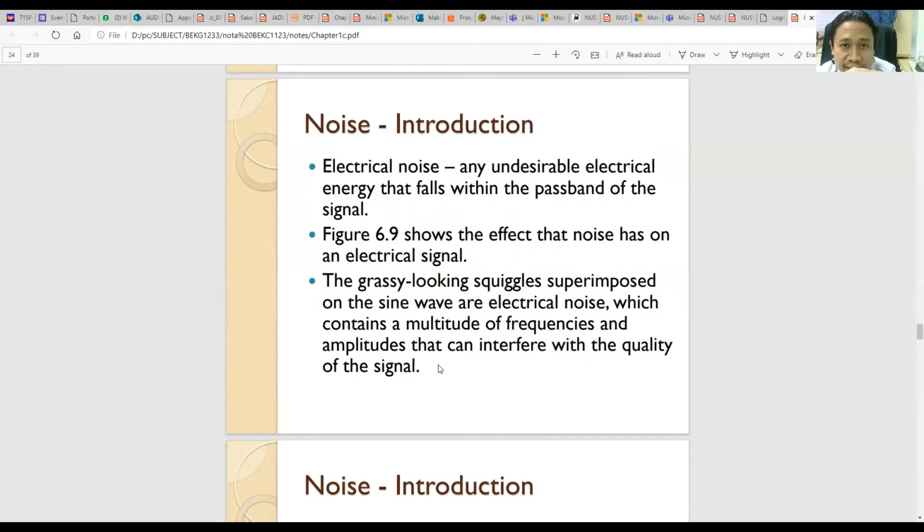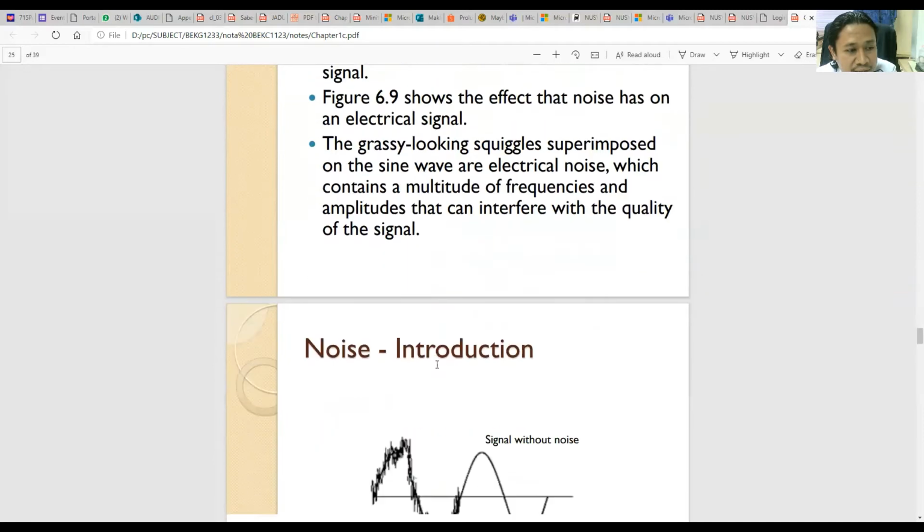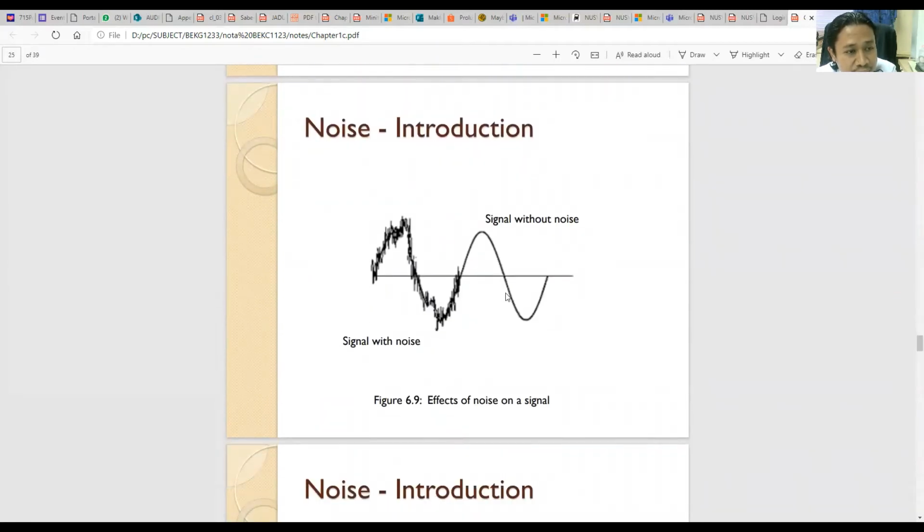For example, if you have DC, direct current, normally we have a straight line, but if you measure using the digital oscilloscope, actually we have noise on our output. This one we call the electrical noise. The grassy-looking squiggles are superimposed on the sine wave. Electrical noise contains multitudes of frequency and amplitude that can interfere with the quality of the signal. For example, this is the signal without the noise, that means this is an ideal sinusoidal. In our measurement, we have a lot of noise here. That's why we have to use the filter.